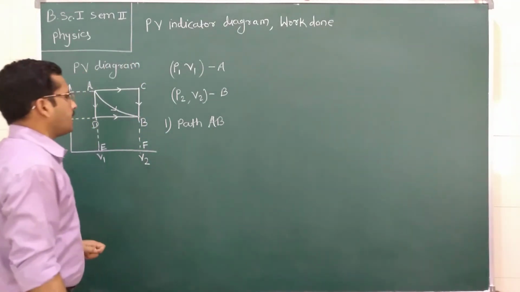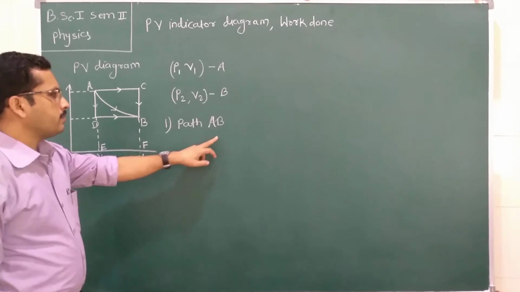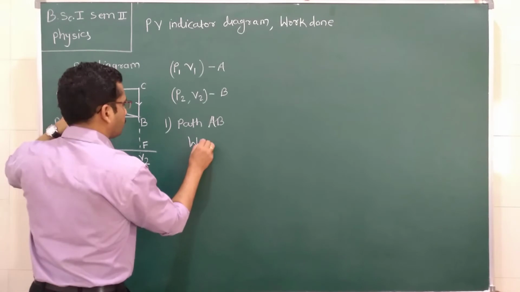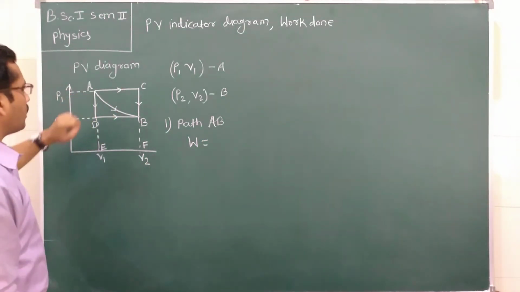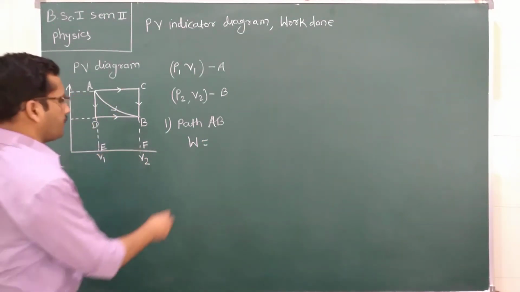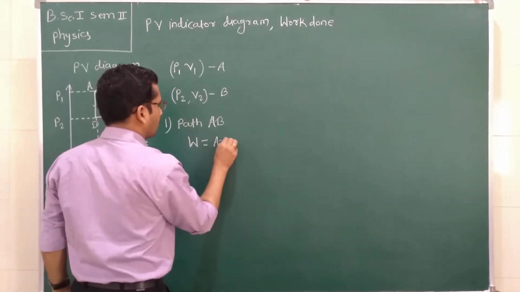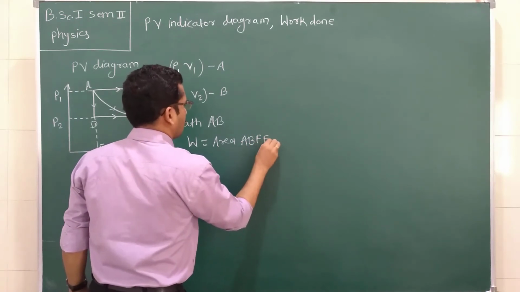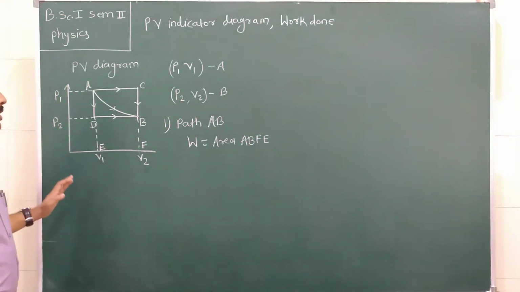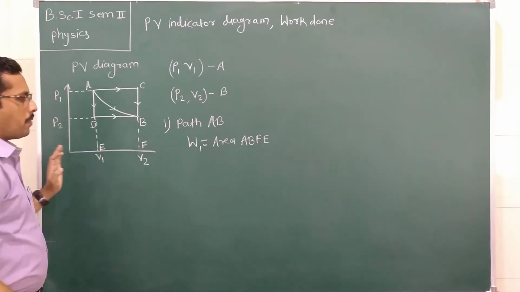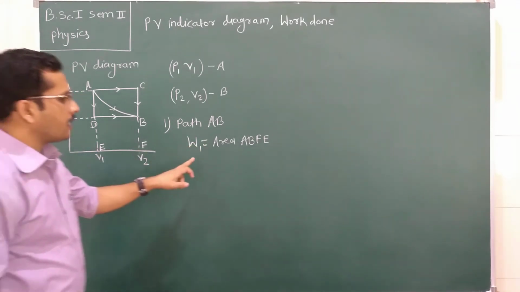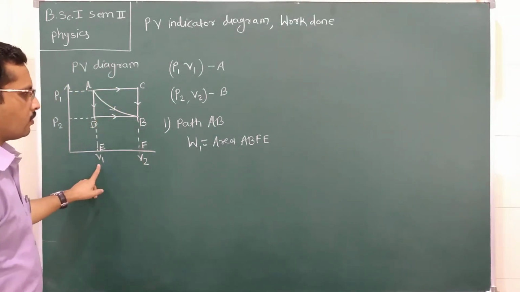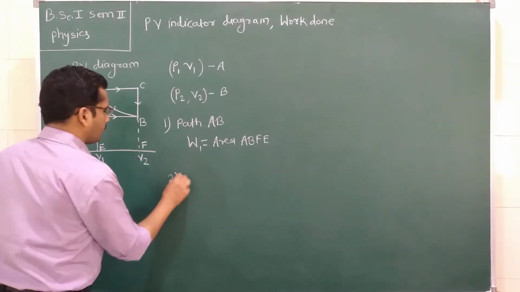Okay, so what is the amount of work done in path AB? In this case, the work done W is equal to the area under the curve ABFE. So how much work is done in the case of path AB? It is equal to the area ABFE.